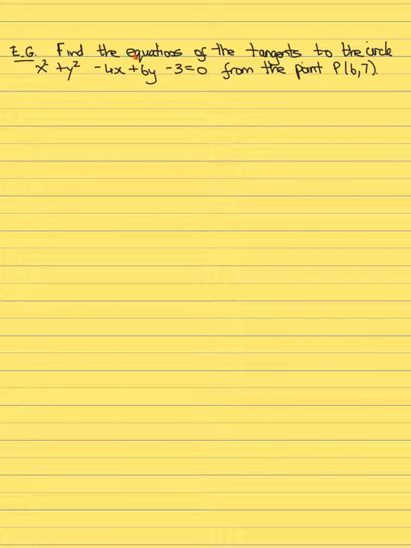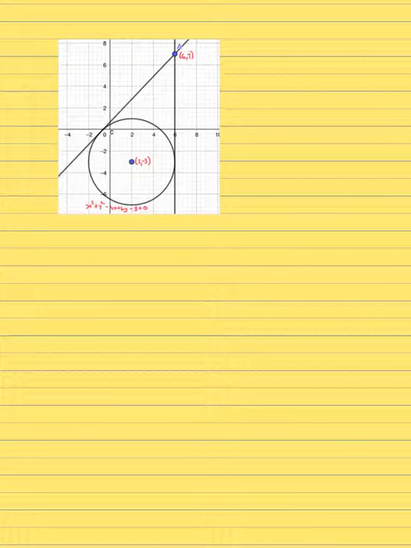In this example, we're asked to find the equations of the tangents to the circle x squared plus y squared minus 4x plus 6y minus 3 equals 0 from the point (6, 7). And once again, we'll start with a diagram. We can see the circle x squared plus y squared minus 4x plus 6y minus 3 equals 0. So that's a circle with a centre (2, -3). We have the point (6, 7), and we want to find the equation of the tangents to the circle from that point.